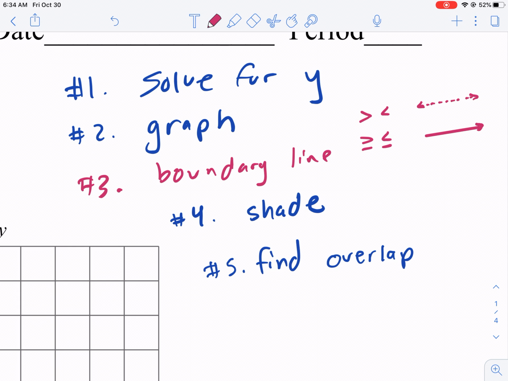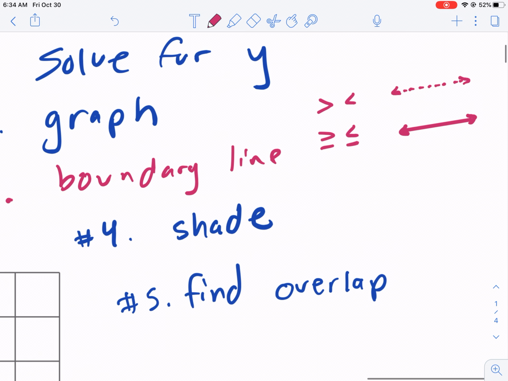And what does that mean? Well, it means that it can include the values on the line. So if we had a point on the line here, that would be good. That would be part of the solution. However, if we had a point on this line up here on the dotted line, this is not a solution. Okay, so that's the difference there.